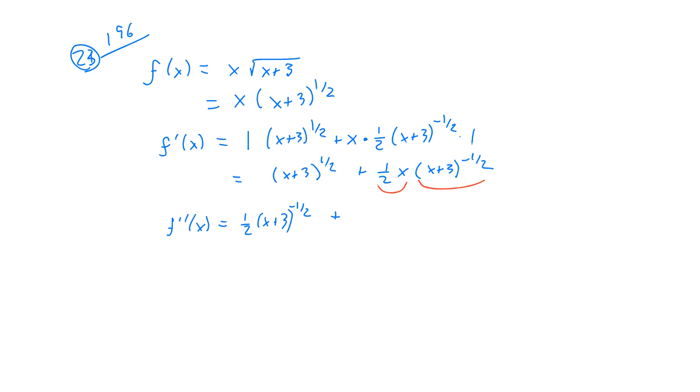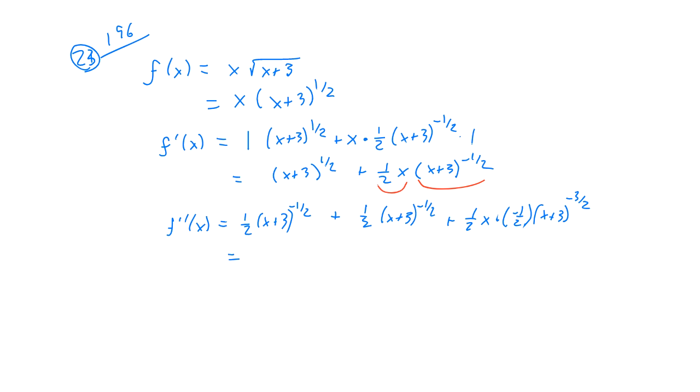So using the product rule, it'll be the derivative of the first, which is 1/2, times the second, plus the first times the derivative of the second. And here's the chain rule again. The derivative of (x + 3)^(-1/2) is going to be negative 1/2 times (x + 3)^(-3/2) times the derivative of the inside, which is 1.